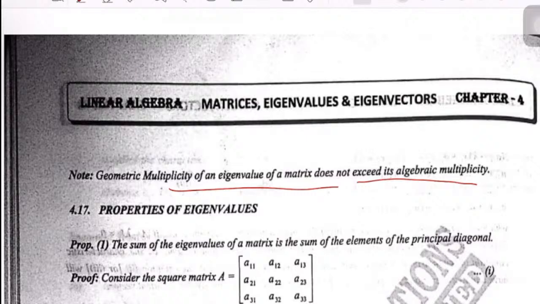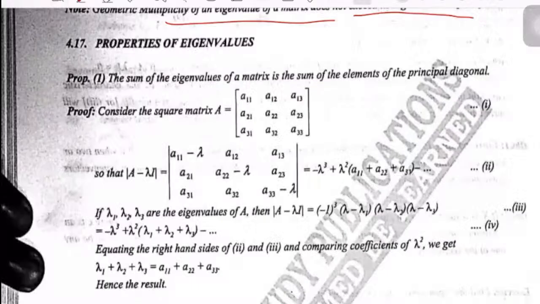So usually, geometric multiplicity is less than or equal to algebraic multiplicity for any matrix, and this geometric multiplicity will always be greater than or equal to 1. Now, properties of eigenvalues. These properties are very important. You will get at least one question related to eigenvalues and eigenvectors.